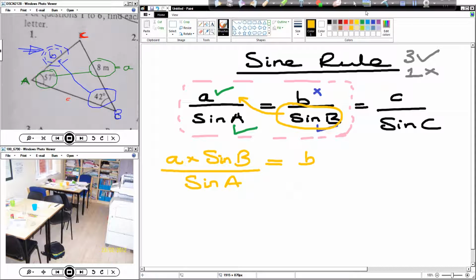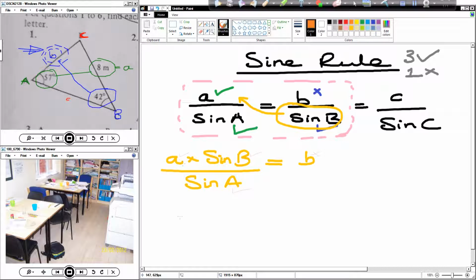Now, what do we do now? Let's quickly double check. Do we know the little a? Yeah. Do we know the big B? Do we know the big A? Yeah. Okay, so we know all of them. What don't we know? We only don't know the little b. That's good. Now, the next phase, we need to put the values in there.